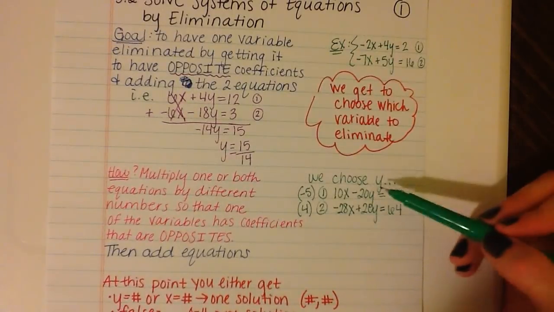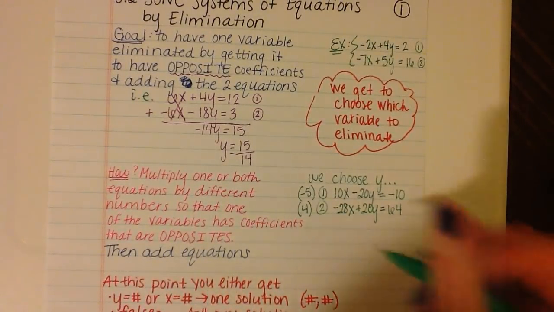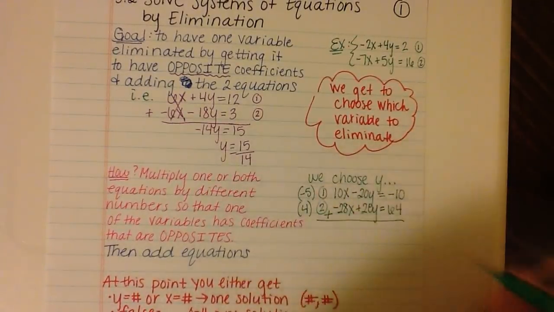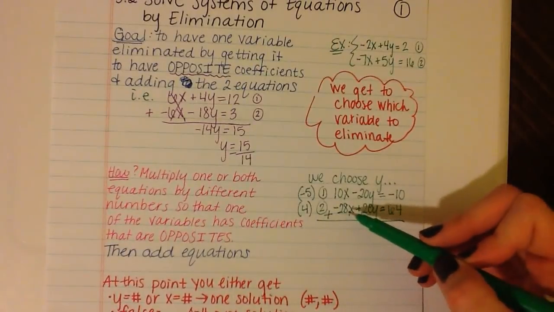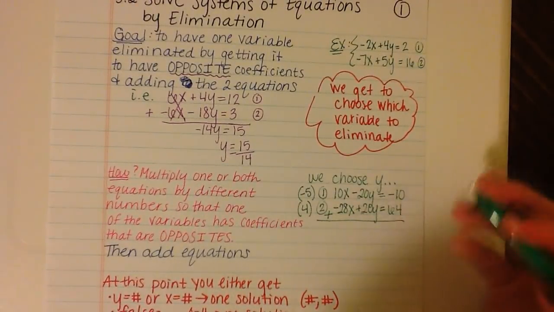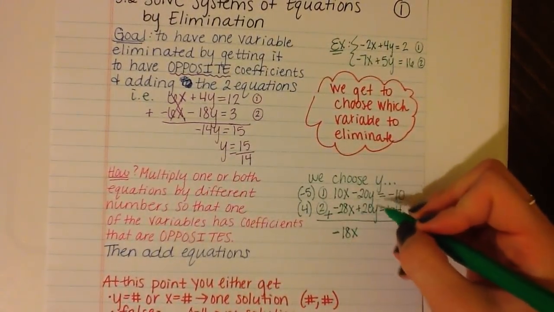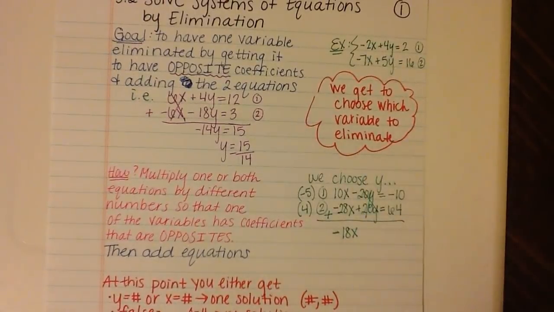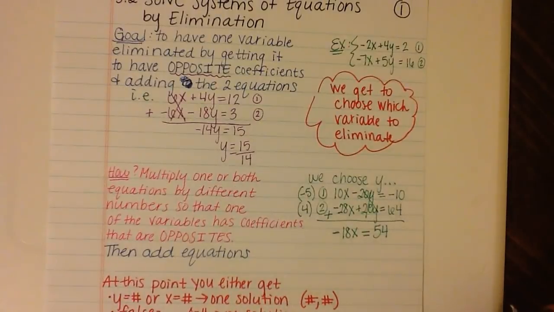Okay, so now that we have our opposite coefficients, which is what we wanted, we're going to add our two equations. So we're going to add these. We have 10x plus a negative 28x, which is negative 18x. Your negative 20y plus 20y are going to cancel. And that's going to equal negative 10 plus 64, which is 54.